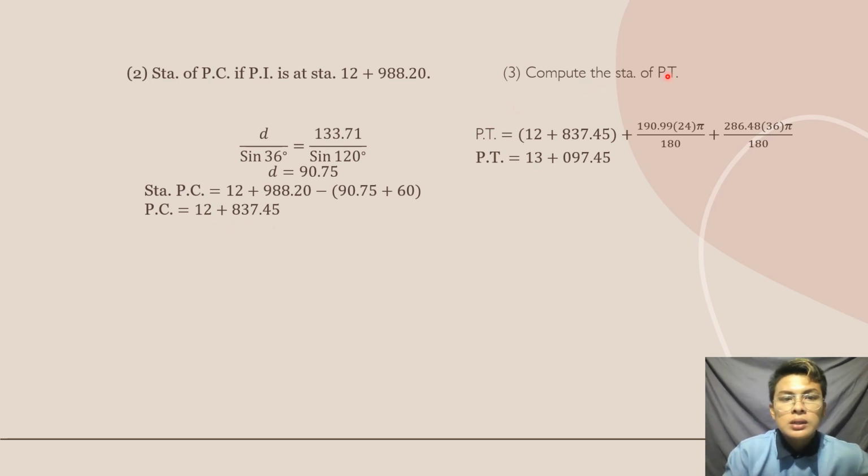Next, compute the station of the point of tangency using the formula PC plus 190.99 times 24 times pi divided by 180 plus 286.48 times 36 times pi divided by 180. Here we go. We get PT is equal to 13 plus 097.45.